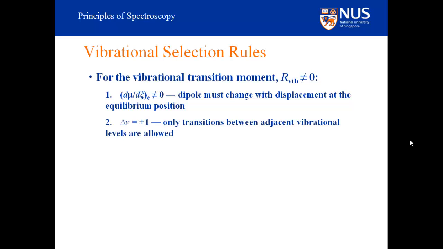The second selection rule is the specific selection rule, and this is that delta V must be plus or minus 1. Therefore, I can go from V equals 0 to V equals 1, but I cannot go from V equals 0 to V equals 2. Similarly, I can go from V equals 1 to V equals 2, but not from V equals 1 to V equals 3. So we can only have transitions between adjacent vibrational levels.